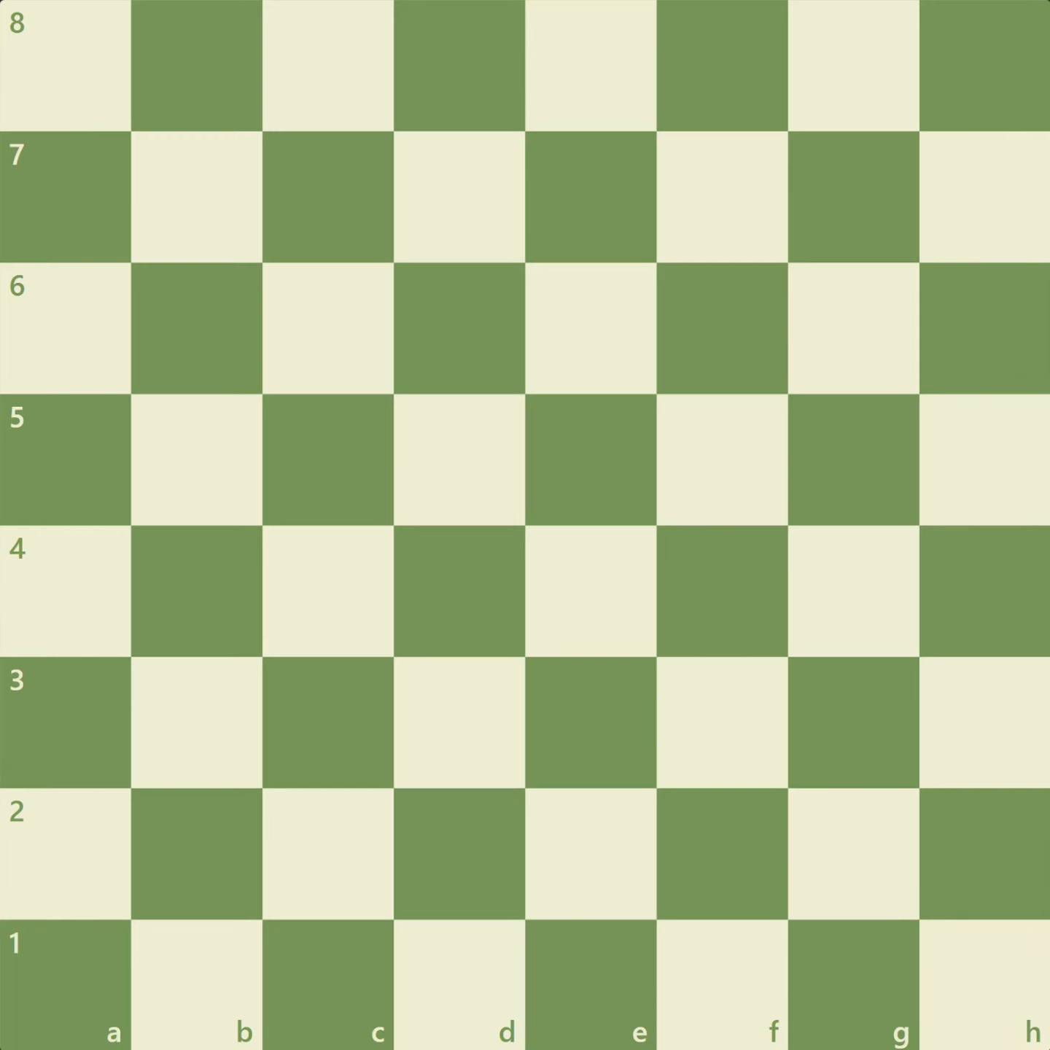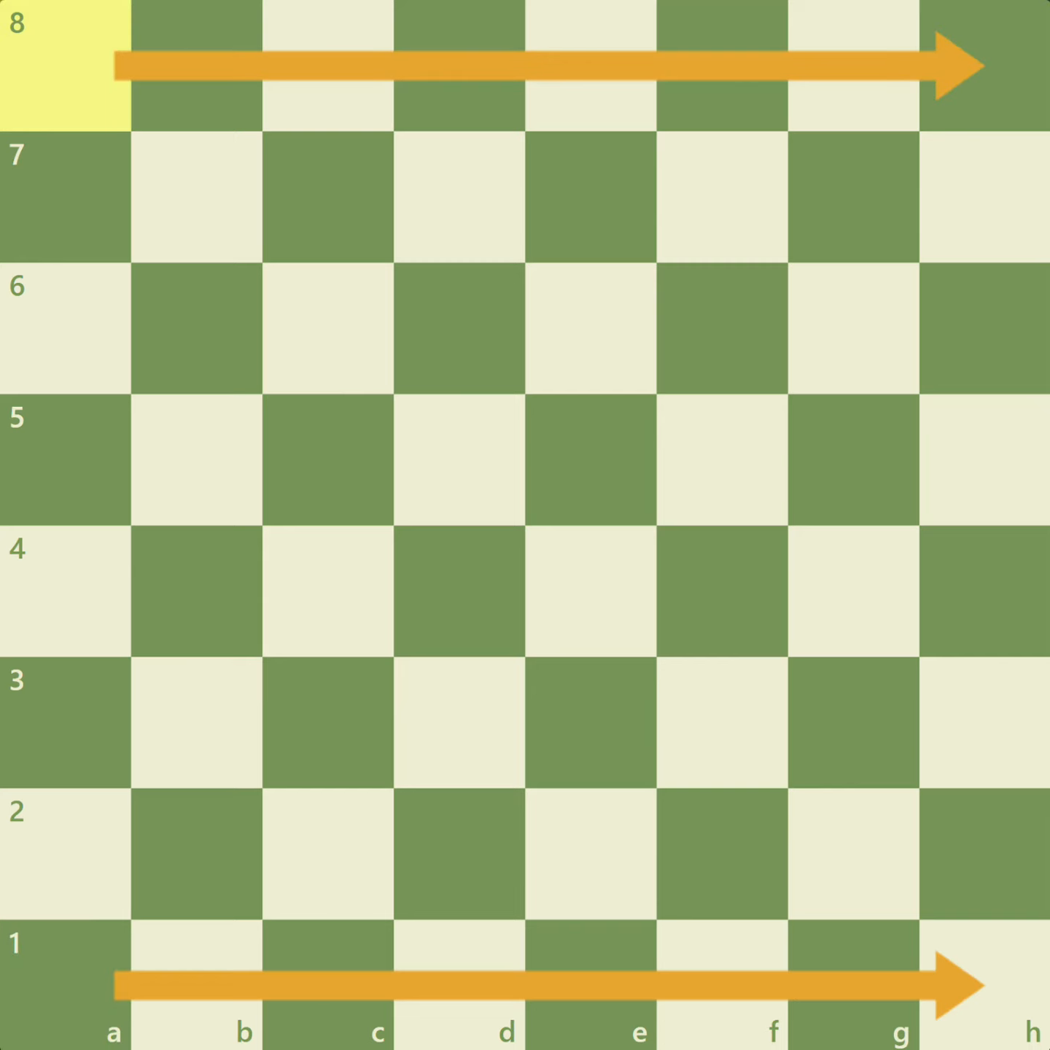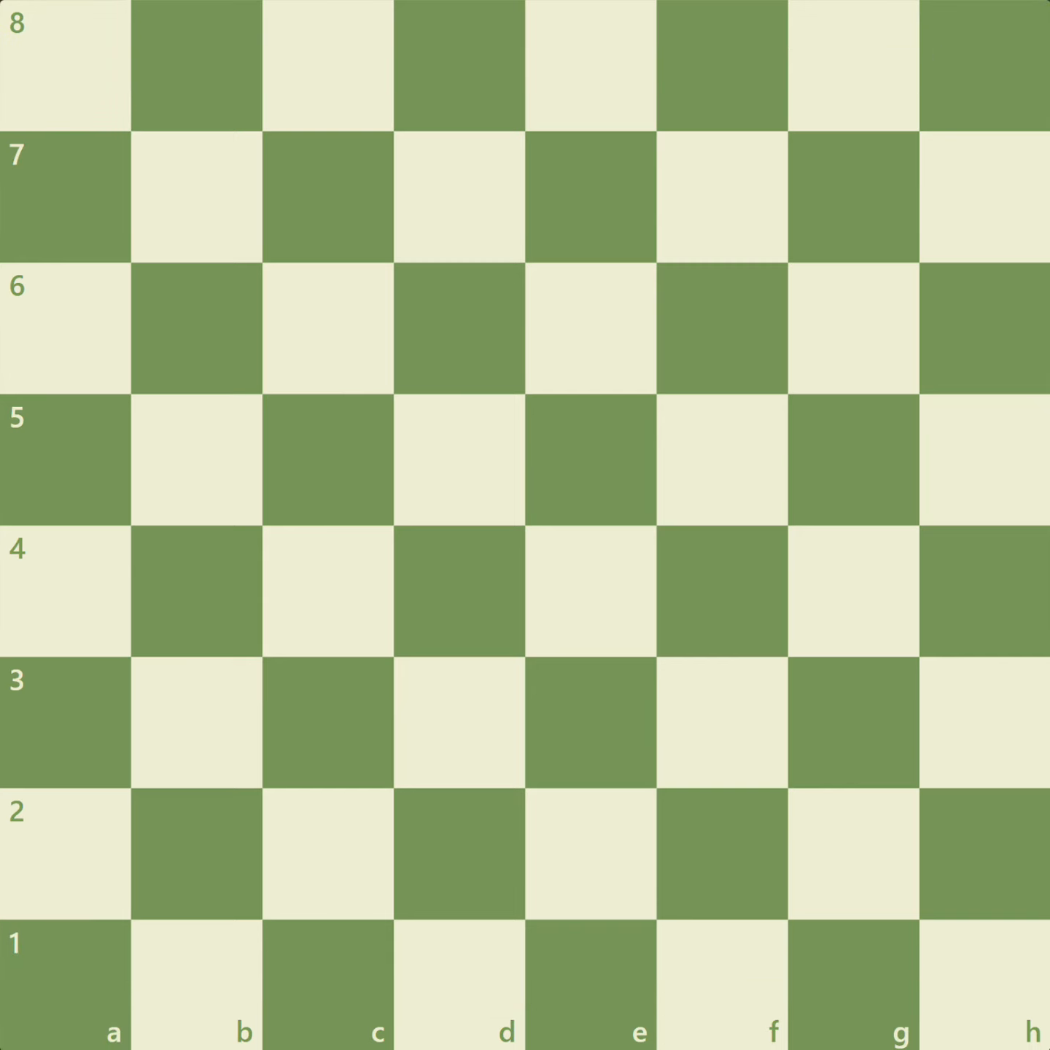Every rank is given a number, starting with 1 on the white side of the board and going up to the number 8 on the black side of the board. Each square is named by its coordinate pair. Let's meet some of the squares. This square in the lower left-hand corner is known as A1. Notice we identify it with the letter first and the number second.